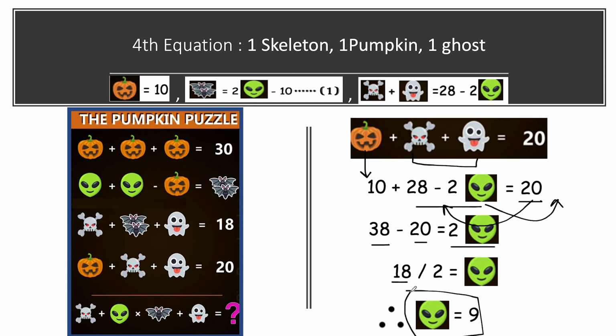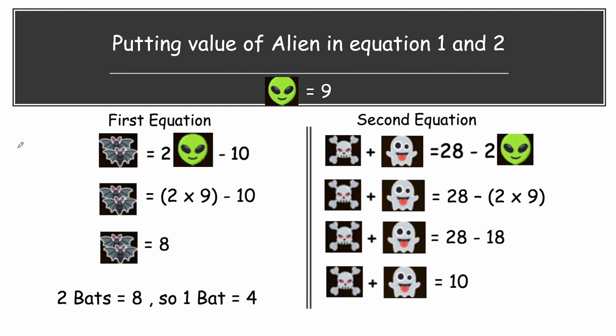The final value of alien is equal to 9. Now solving the dependent equations, the first equation will become 2 bats equal to 2 alien minus 10. 1 alien value is 9, so 2 into 9 is 18, minus 10 is equal to 8. So if 2 bats value is 8, then 1 bat value is equal to 4.